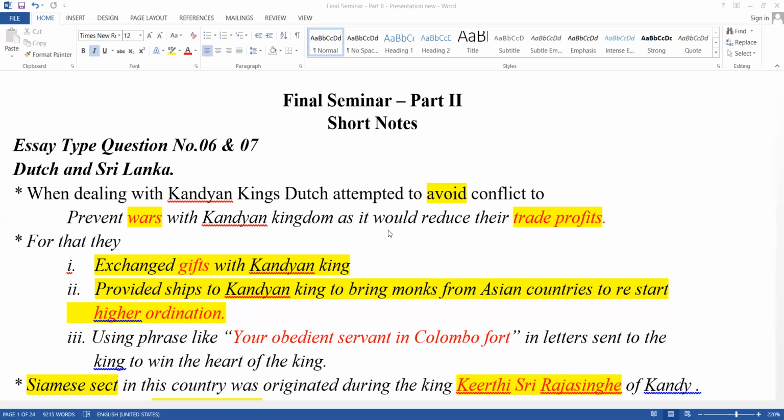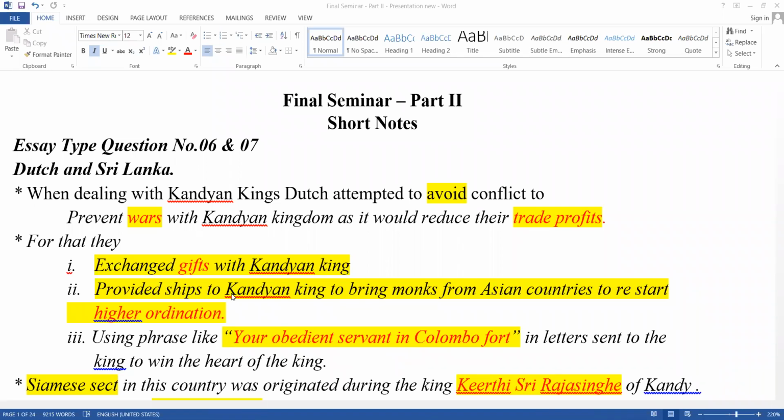And here, when they were writing letters, they were ending their letters how? Your obedient servant in Colombo fort. So such phrases they were using. When the Dutch governor is just telling that he was a servant of the king, the king will become so happy and they did not disturb the Dutch.